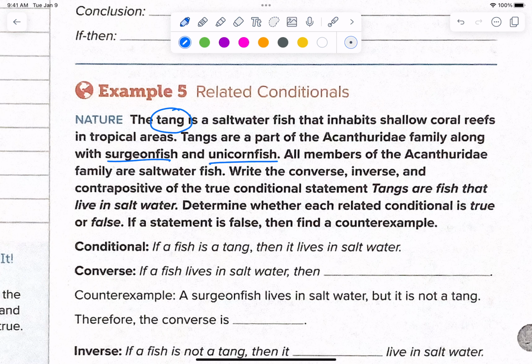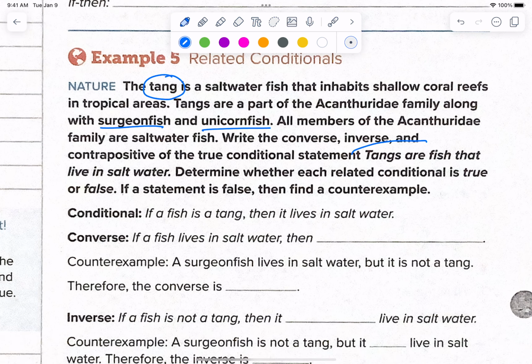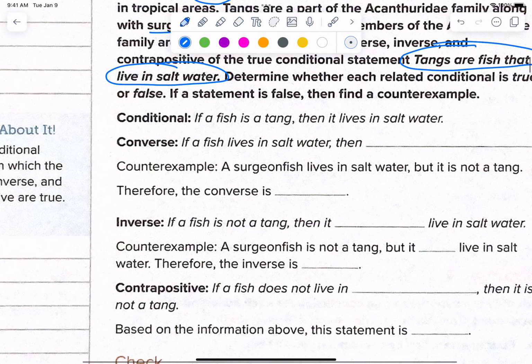Write the converse, inverse, contrapositive of this conditional statement. All right, so here's our original. Circle this. Tangs are fish that live in saltwater. That's what we're starting with, okay? And so we have 4 parts. We have the conditional statement, which says P, then Q, okay? And then we change it around to make the converse. The converse is the opposite. So it goes Q, then P. So we flip the statement around.